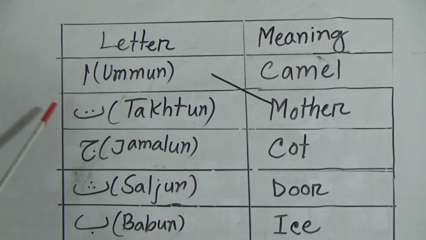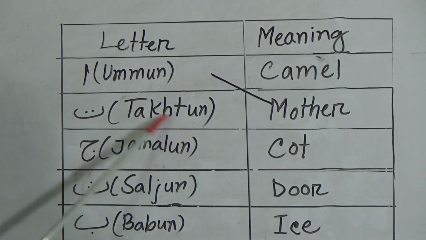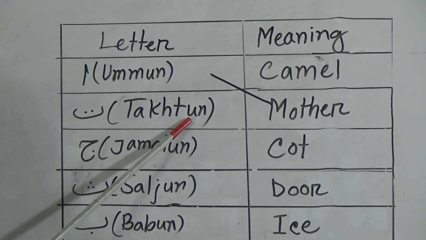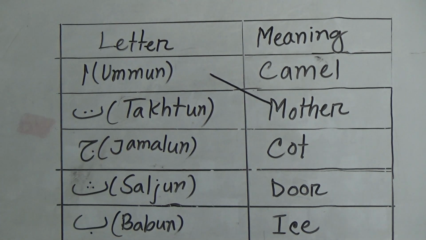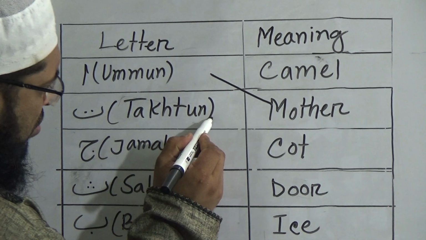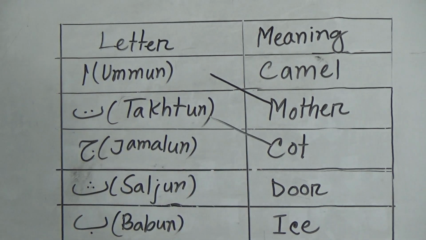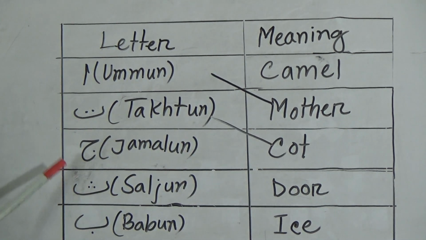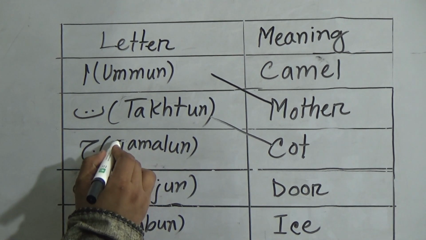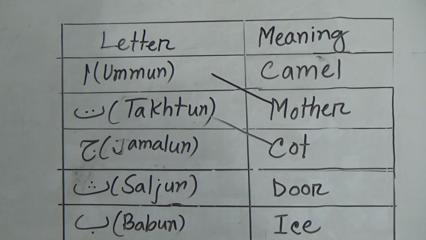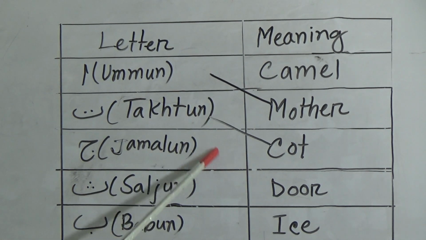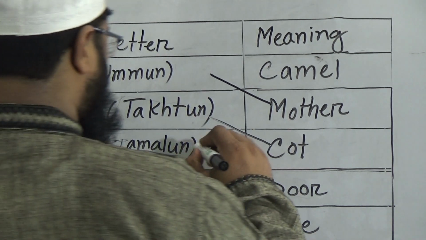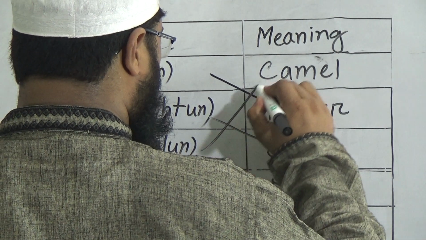Then the second one, ta for taktun. You know that taktun means coat. In this regard, you have to draw a line like that. Now, my dear students, jim for jamalun. Jamalun means camel. So you have to draw a line from jamalun to camel.